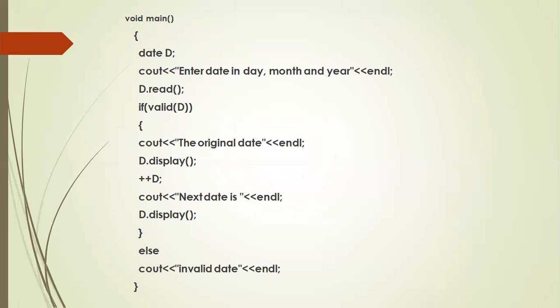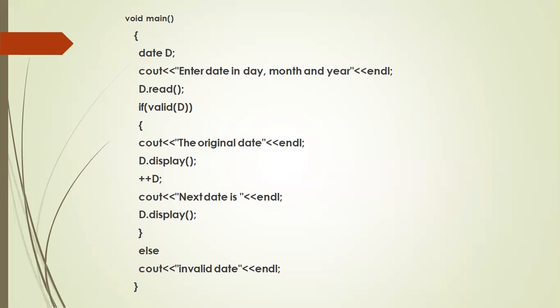First I'm calling enter date, enter the date in day, month and year. So in order to input the date, you have to call which function? Read function. So d.read. After reading the date, first you have to make sure that the date is valid. Only if the date is valid, you increment the date. If the date is invalid, display the message the date is invalid.